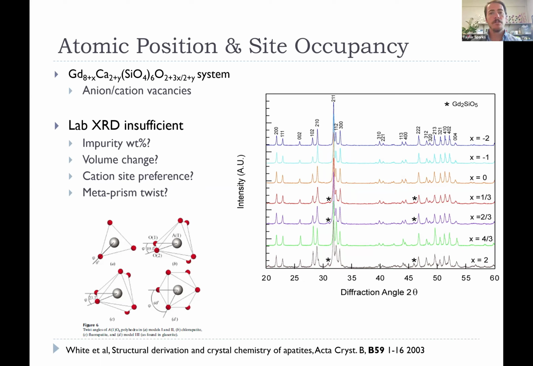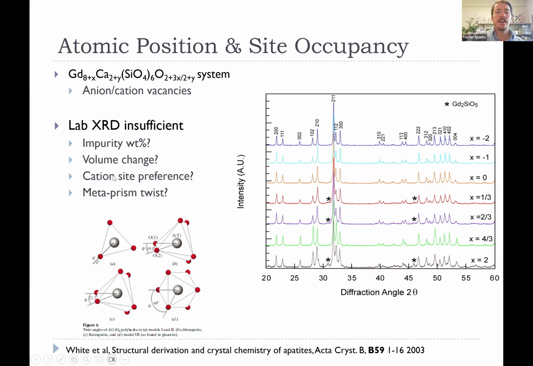There can be volume changes, like in this case, as they change the X value, which changes the ratio of your gadolinium to your calcium, which changes vacancies and the overall size of this. If you look closely, as they go from X equals -2 all the way to X equals +2, you would expect a volume change. That would show up as the peak position slightly changing. So maybe you could extract that, maybe.